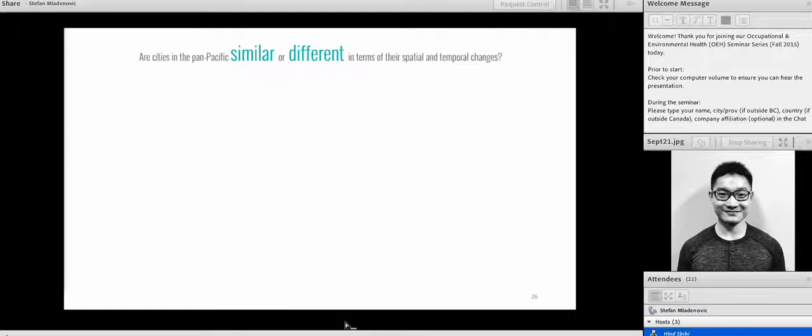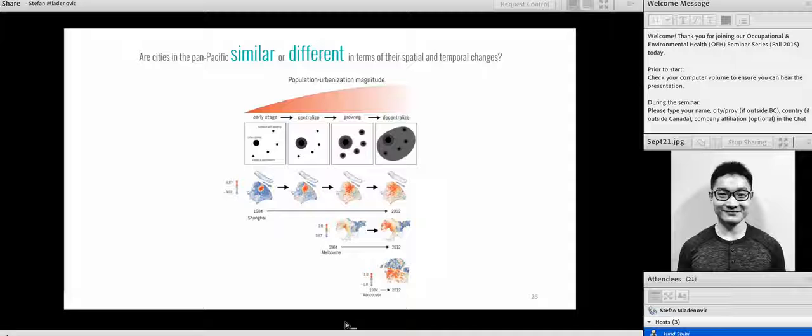Because I have 25 cities, I also want to know if there are any similarities or differences between different cities. These are three typical cities: Shanghai, Melbourne, and Vancouver. Anyone from Shanghai? Melbourne? No? Okay. I noticed that developing cities follow the same trend, but it takes less time for them to reach the same level of urbanization. In other words, they're faster in terms of urban sprawl and densification.